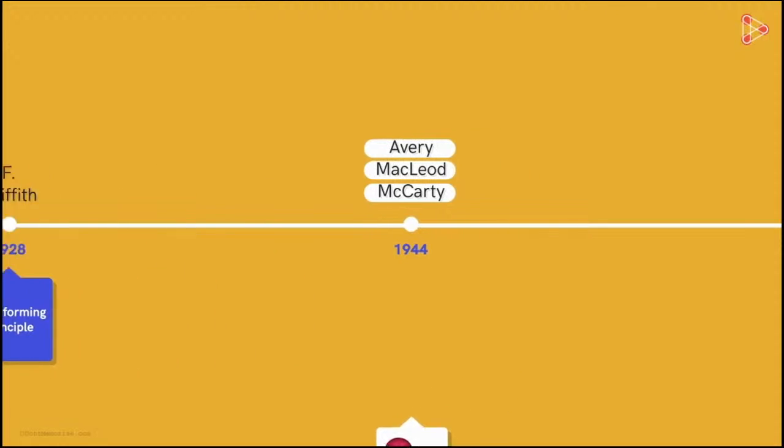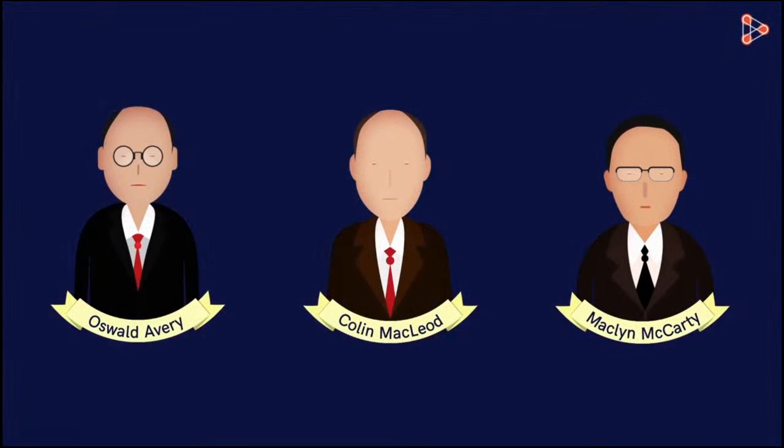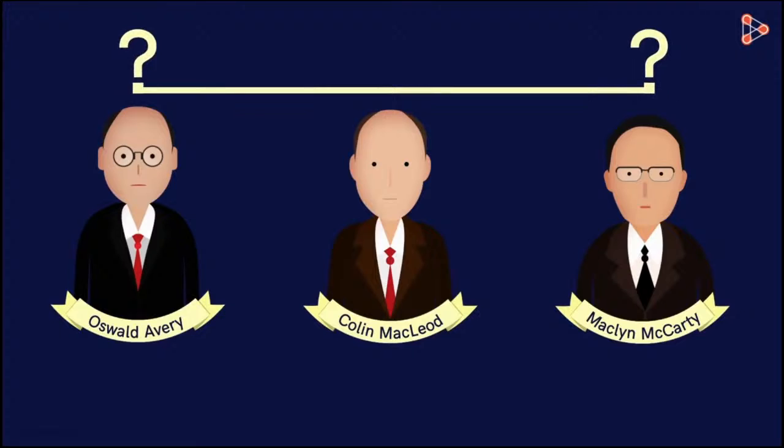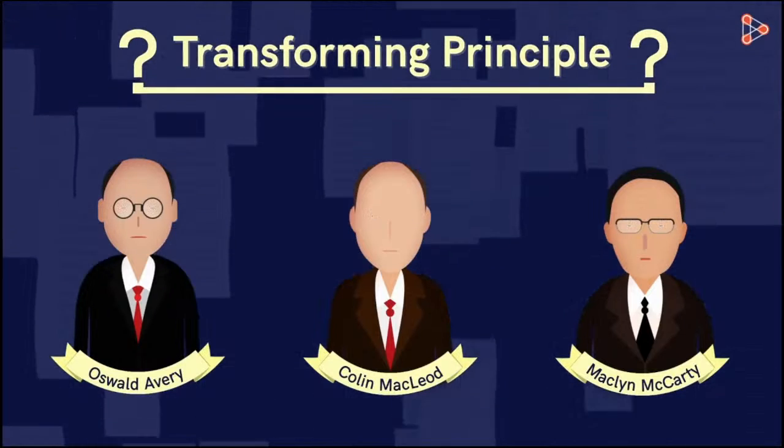Let's move a step ahead in the timeline and understand the interesting experiment performed by Avery, MacLeod and McCarty around the year 1944. The 3 scientists were quite fascinated with Griffith's work. Just like others, even they were curious to know what the transforming principle was. So they thought of continuing the same experiment with better research.